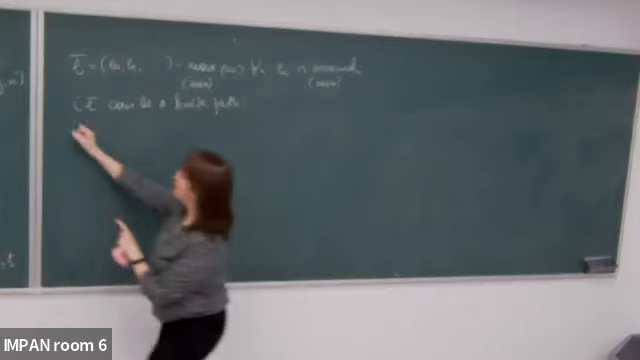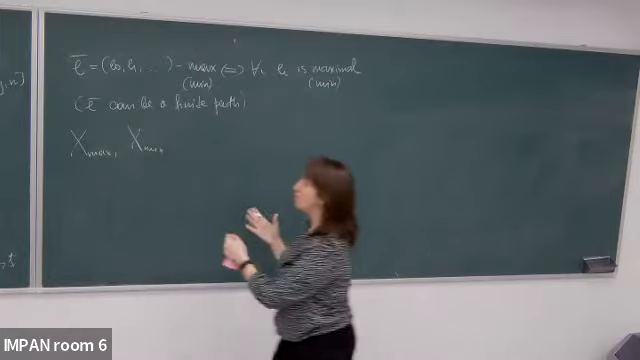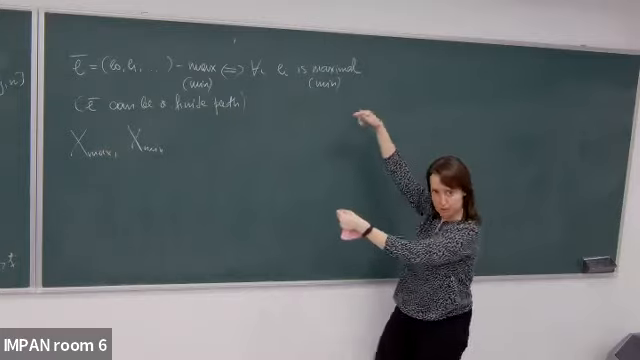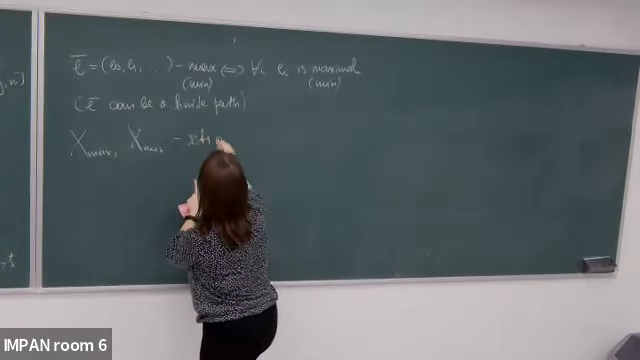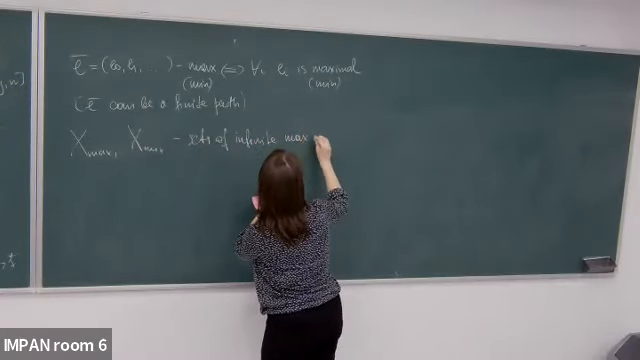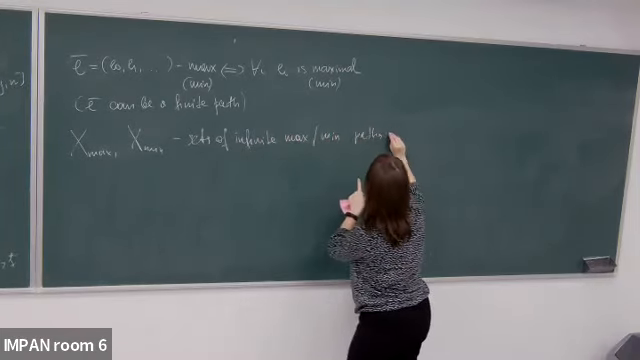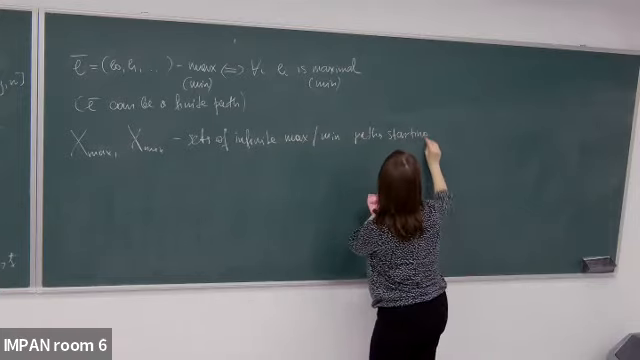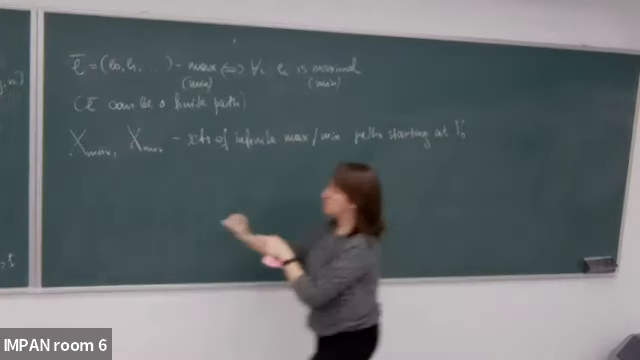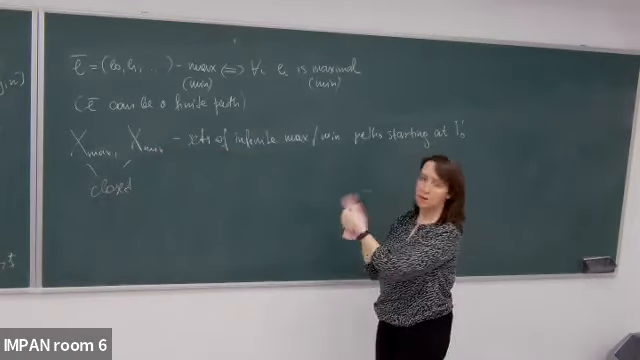So let's denote by X_max and X_min the sets of all infinite maximal and correspondingly minimal paths which start at the zero level. These sets are always closed, but since we have a non-compact space, they can be empty.